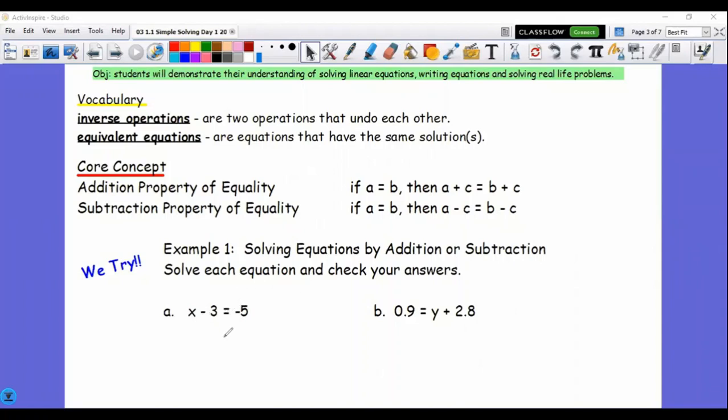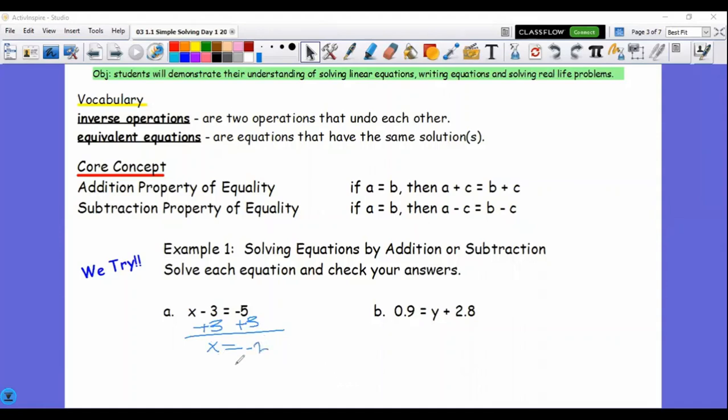So the opposite operation. In other words, what undoes subtraction is addition. So to get my variable all by itself, I am now going to add 3 to both sides of my equation. And then I simplify. On the left-hand side, I have just my variable, because negative 3 plus 3 is a value of 0. Then on the right-hand side, I have negative 5 plus 3. Well, when I simplify that, I end up with a solution of negative 2.